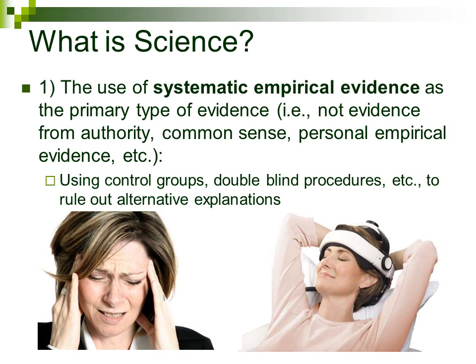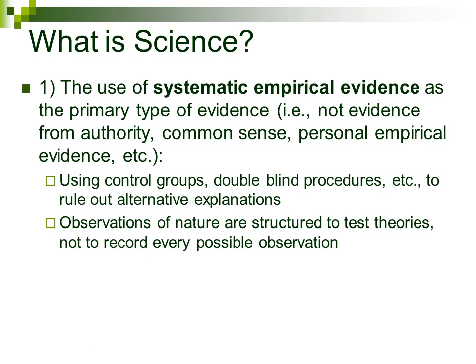And then we would find out how many people in each group showed improvement, and we would use statistics to see if there's actually a difference. Now, if we find a difference, we would be able to conclude that magnets are effective at curing headaches, but only because we used systematic empirical evidence to rule out all these other explanations. And then the last characteristic of systematic empirical evidence is that observations of nature are structured to test theories, not to record every possible observation.